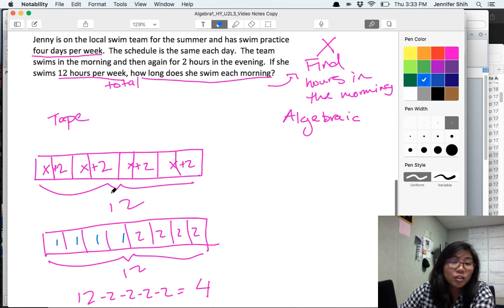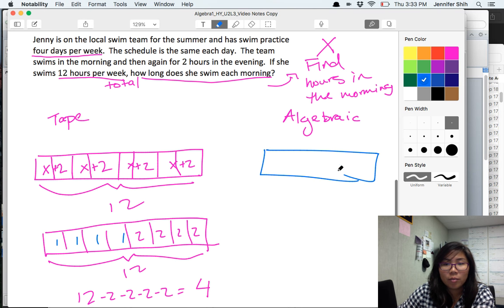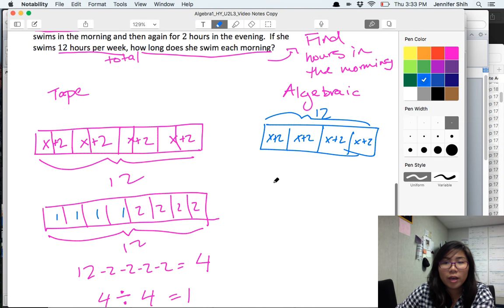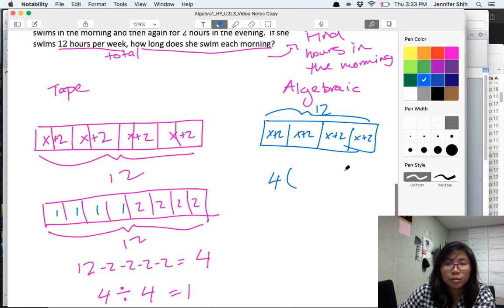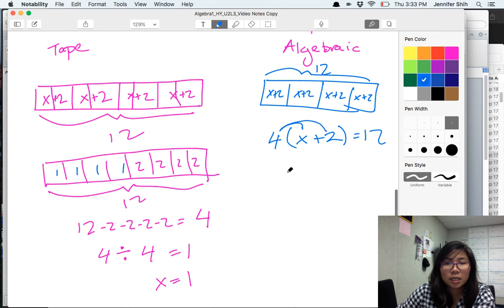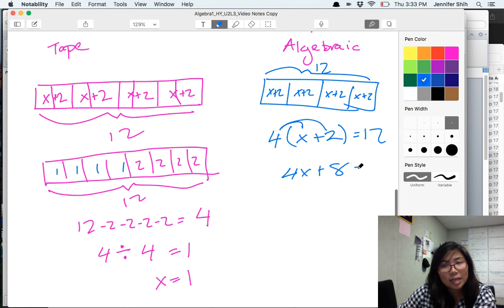Okay. I'm actually going to use my tape diagram to help me. So I'm going to redraw my tape diagram. This whole thing is 12. And we had x plus 2, x plus 2, x plus 2, and x plus 2. So we have 4 groups times x plus 2 equals 12. So we can distribute first. 4x plus 8 is equal to 12. And do our reverse PEMDAS.